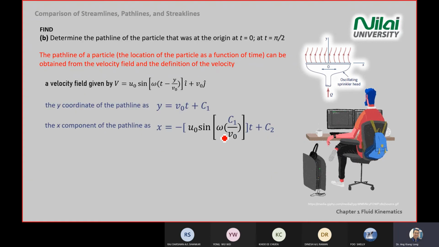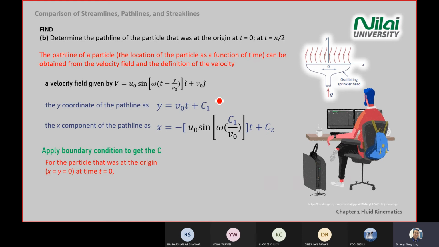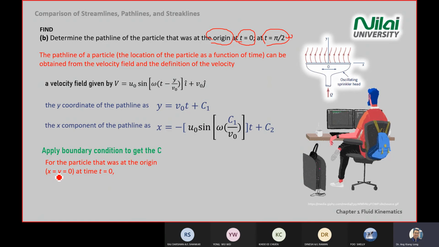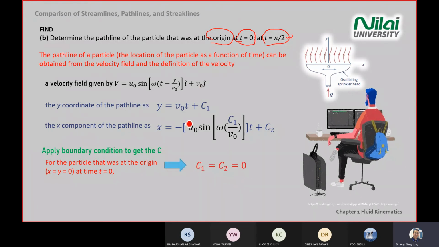So how do you solve for C1 and C2? I go very fast here. You can make it as your homework. Again, just apply the boundary condition to get the constant value. In this case, you have three pieces of information: origin, time 0, and another case, t equal to pi over 2 omega. For the first case, you substitute y equal to 0, x is 0, t equals 0, and you manage to get your constants. So for the first case, your c1, c2, you can calculate as 0.